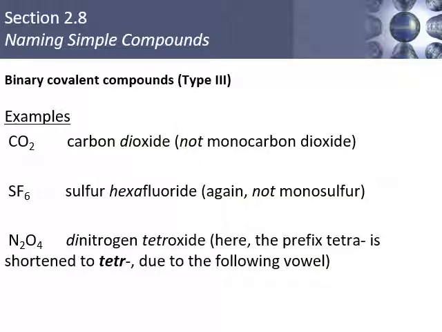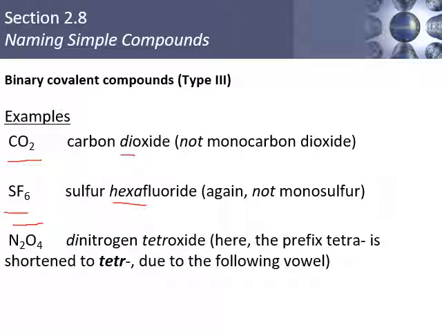So carbon with 2 oxygens is called carbon dioxide, not carbon oxide. Sulfur with 6 fluorines is called sulfur hexafluoride, not fluoride, but hexafluoride. So you have to look at the chart until you memorize these, to see where they are and how you name them.